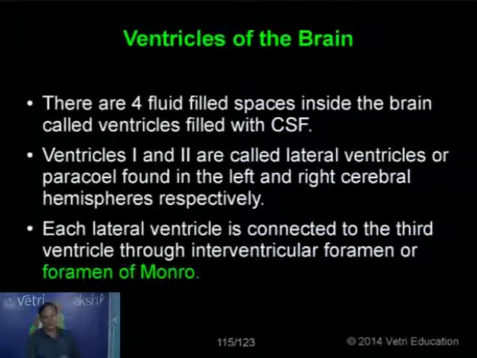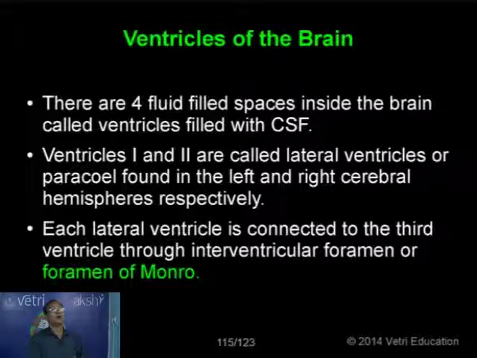Now, ventricles of the brain. The brain is somewhat a hollow structure, and such a hollow structure encloses certain cavities. The cavities of the brain which are filled with a fluid called cerebrospinal fluid are called ventricles. These are filled with CSF. There are four ventricles in the human brain. Ventricles 1 and 2 are present in the right and left cerebral hemispheres respectively. They are called lateral ventricles, also called paracoel.